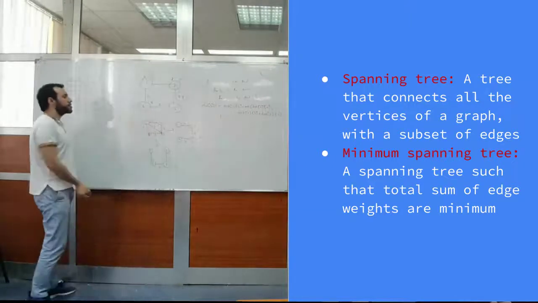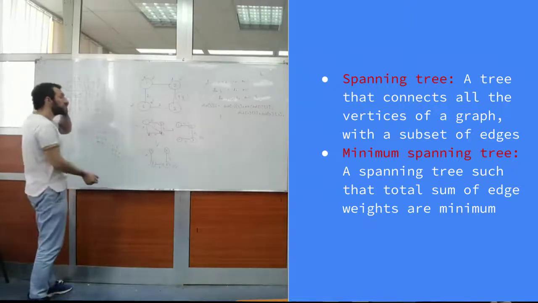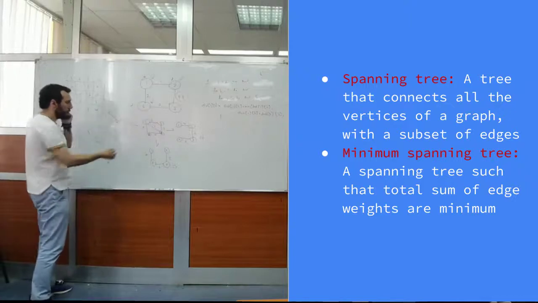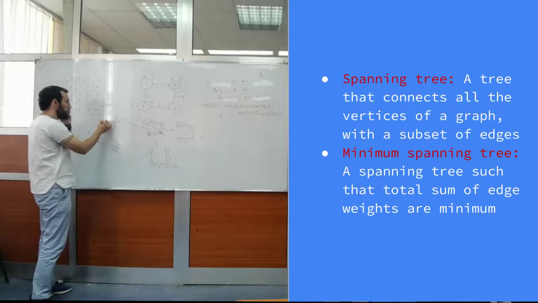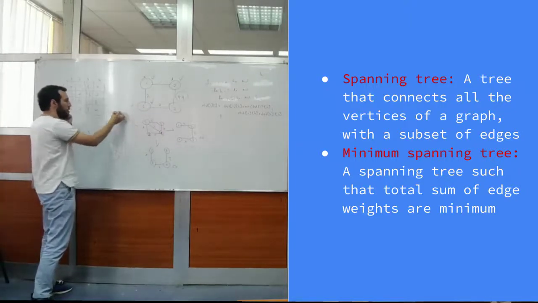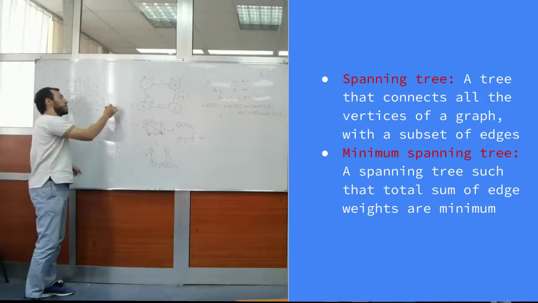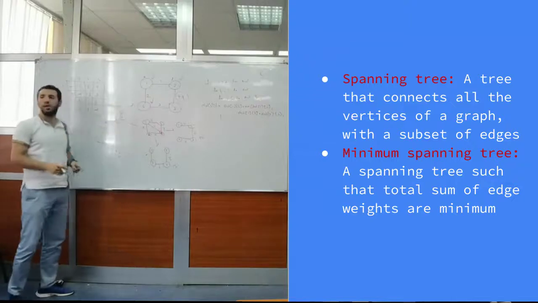So one of the minimum spanning trees from this graph would have one edge with weight one, and then you can connect all the others with twos. And just this would be the minimum spanning tree. One of the minimum spanning trees.